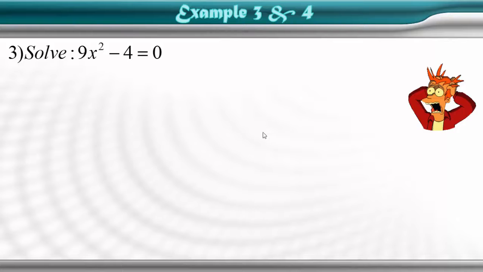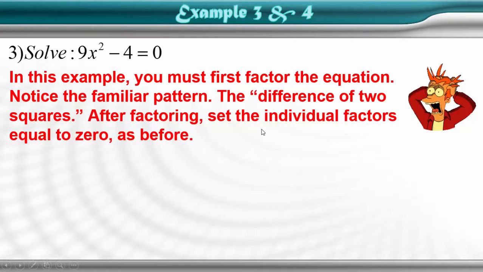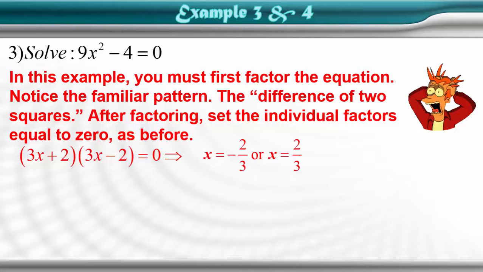Reviewing what we just did on the whiteboard, in this example, you must factor the equation. Notice the familiar pattern, the difference of two squares. After factoring, set the individual factors equal to 0 as before. And we do this, and we find that x is equal to negative 2 over 3, or x is equal to 2 over 3.